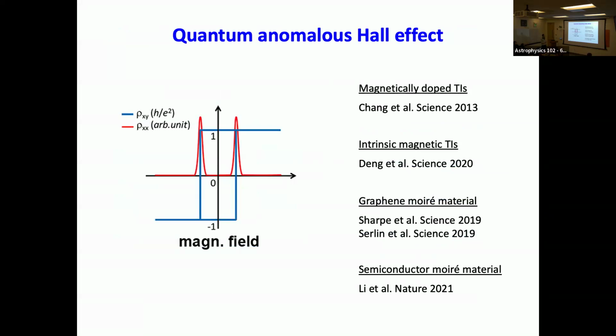And experimental progress of quantum anomalous Hall effect was first observed in this Science paper in 2013 in magnetically doped topological insulators. Then it was also observed later on in intrinsic magnetic topological insulators, not just disordered doped ones, but with an intrinsic structure. And later on, it was also observed in the graphene moiré lattices, by the Cornell group and also in Andrea Young's group in 2019, and also in moiré semiconductors in 2021. And these are actually examples of filling the flat Chern bands that I was talking about.